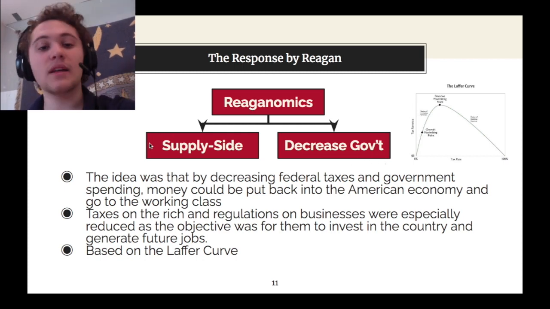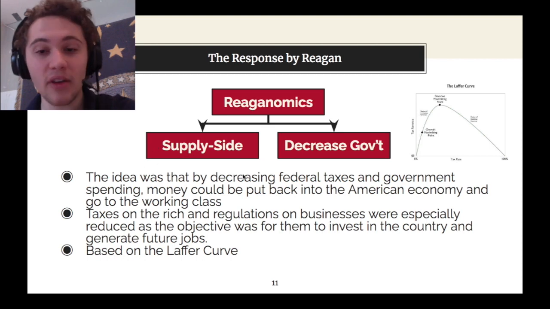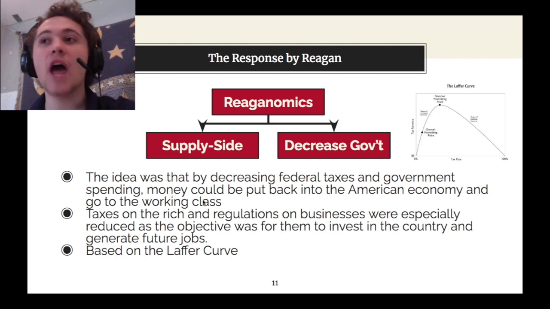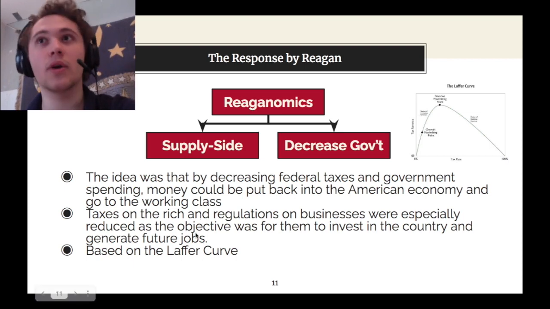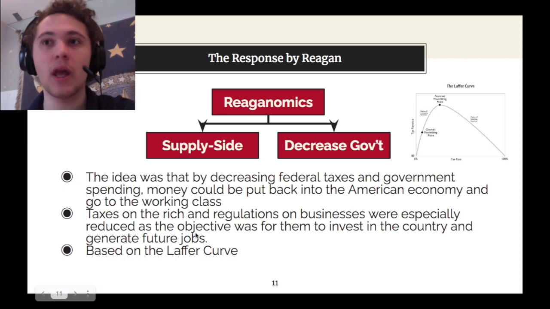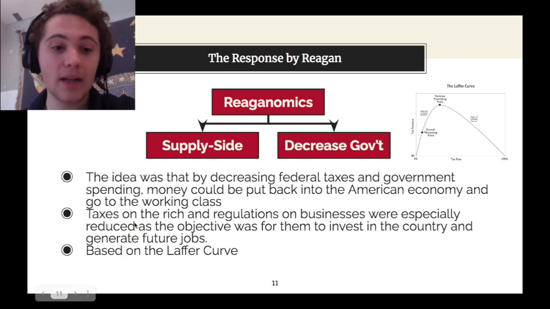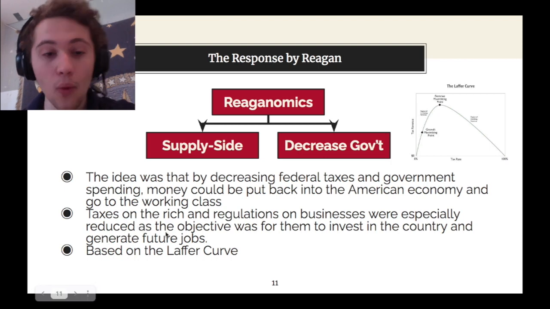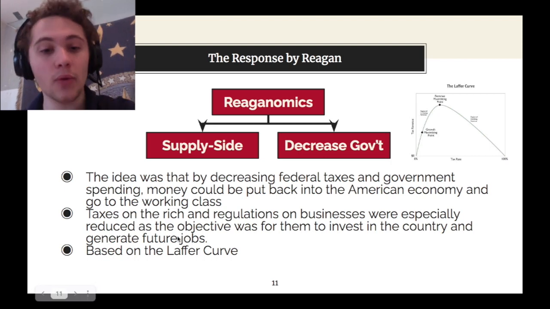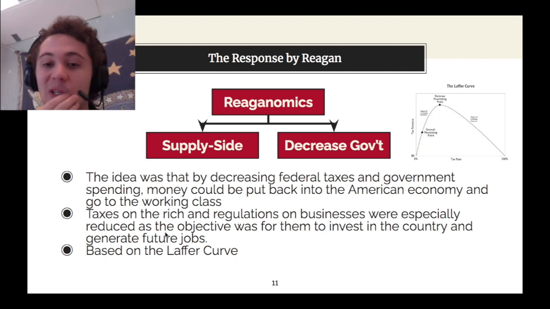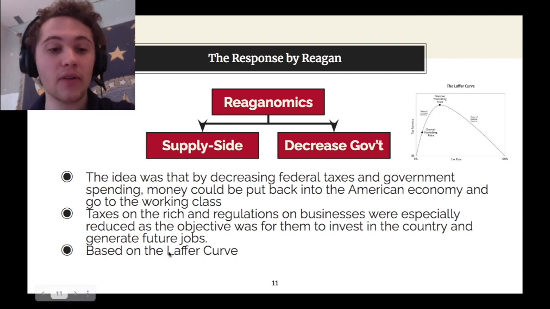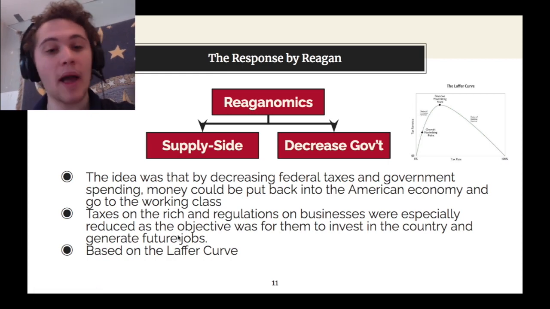And so the idea is that by decreasing federal taxes and government spending, you would have a lot of money back into the American economy and go to the working class, and so people could go back to consuming, back to buying and being employed and doing all these things that they were missing in the 70s. And the idea is that taxes on the rich and regulation on businesses, if they were reduced, they would allow for these businesses to expand, to invest, and to, in the end, generate future jobs that could bring back the American economy.